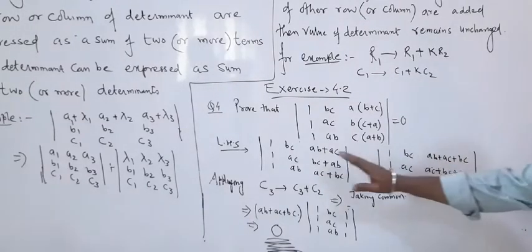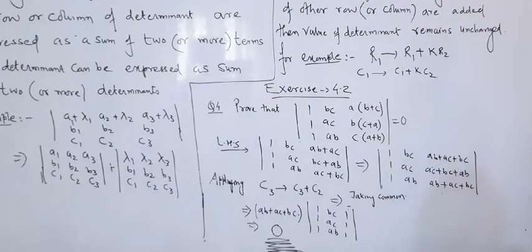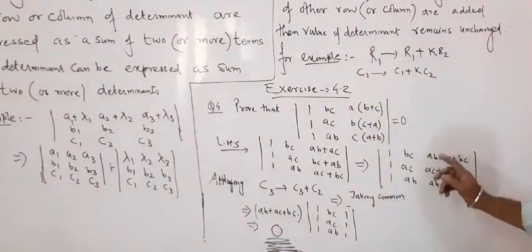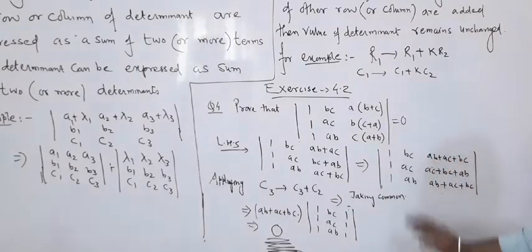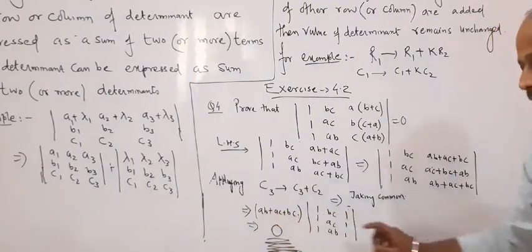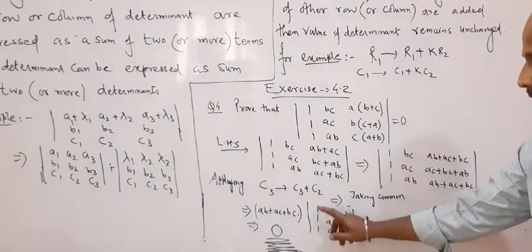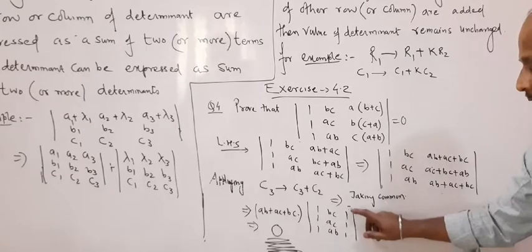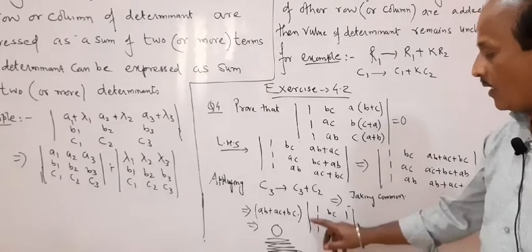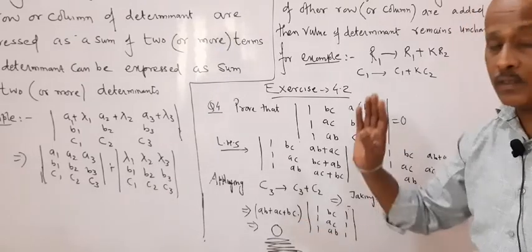I am adding this column with this column. So what you will find is that all the elements of this column are the same. So I am using one more property, property number 4. You know that we can take out a common factor from any row or column. So I am taking out AB plus AC plus BC as a constant outside, because it is constant throughout this column. Now my new determinant is 1, 1, 1, BC, AC, AB, 1, 1, 1. And again by the third property, two columns are identical, no need of expanding it, you write it equal to 0. This is one of the suggested methods.